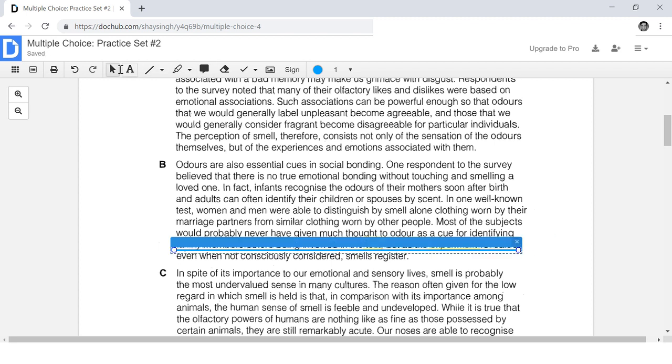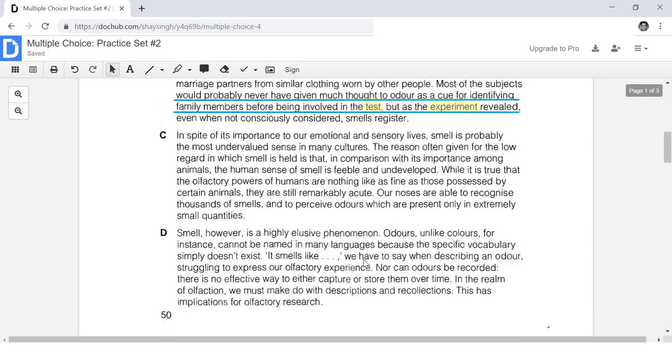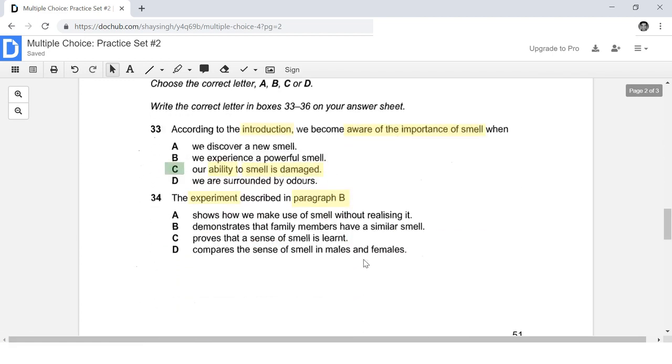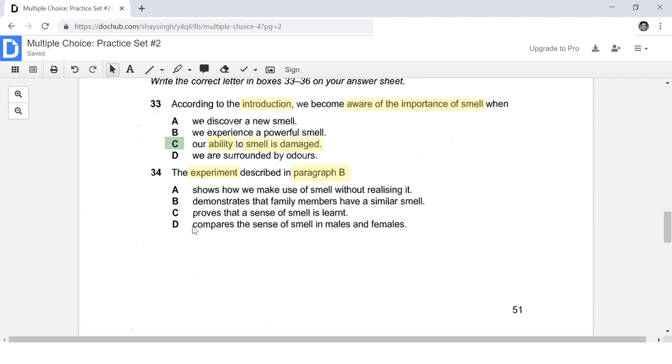So let's start reading this sentence from the article. It says, most of the subjects would probably never have given much thought to odor as a cue for identifying family members before being involved in the test. But as the experiment revealed, even when not consciously considered, smells register. Okay, so here it's talking about how smells are always registering in our brains, in our noses. So let's see what our answer choices are.